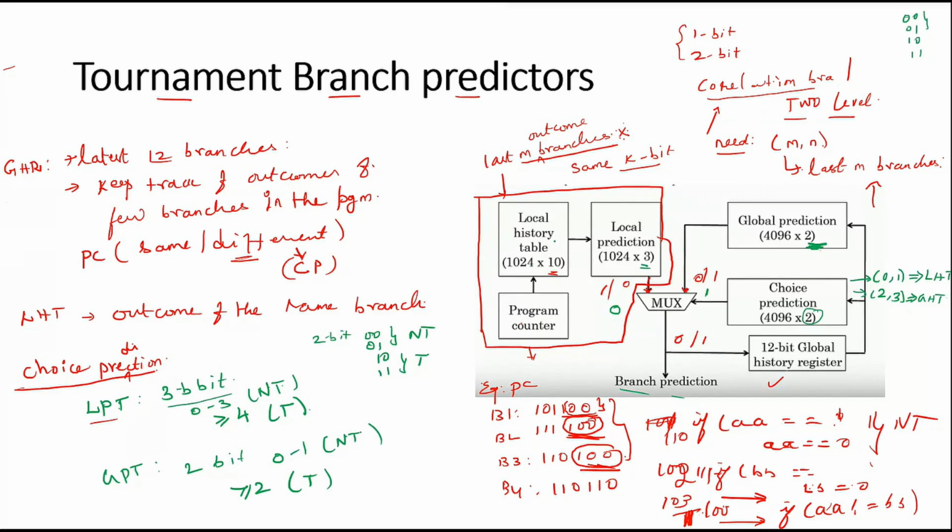Just map it. Instead of local history, we have global history registers. Here we have a local prediction, and we have a global prediction. The only extra component is the choice prediction. This choice prediction will decide which outcome we have to take, whether the local prediction or the global prediction. Only when the output predictions differ will the choice prediction come into the picture.